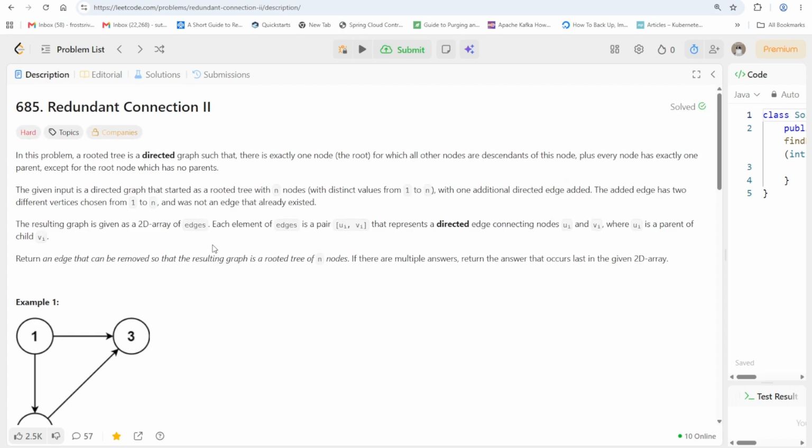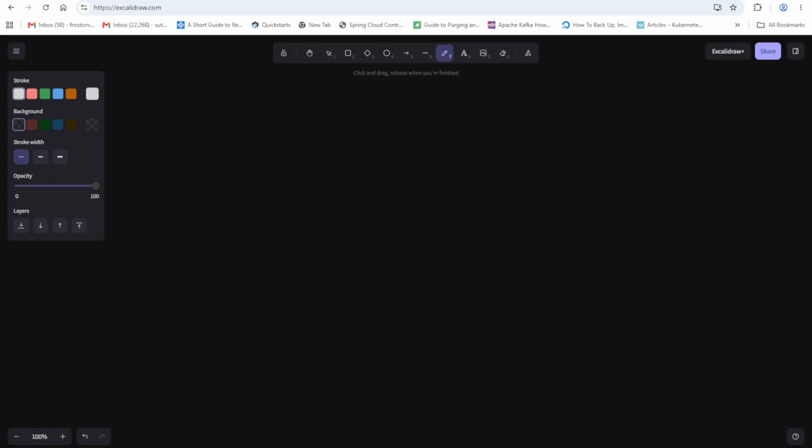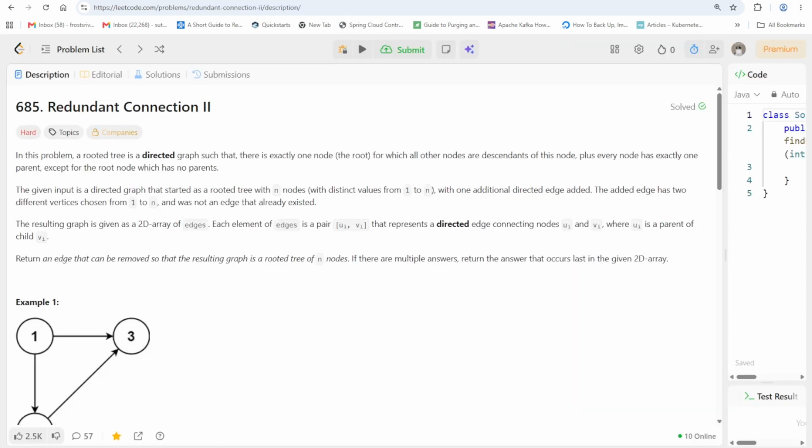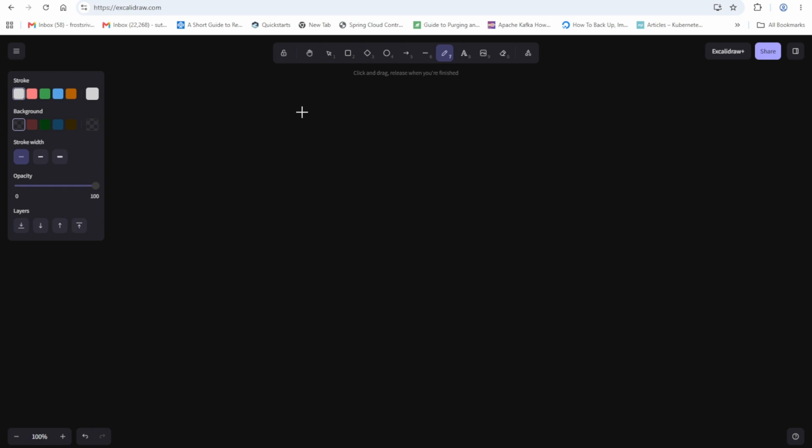So let's understand what this problem is saying. Before moving to this problem, we first need to understand one concept called DSU, disjoint set, and how this concept came about. So let's forget the question for a moment.